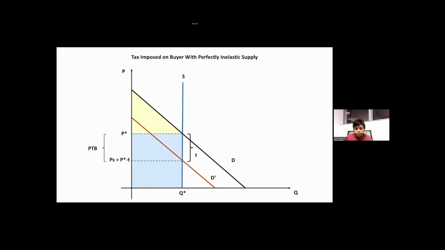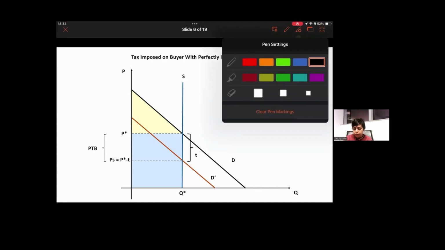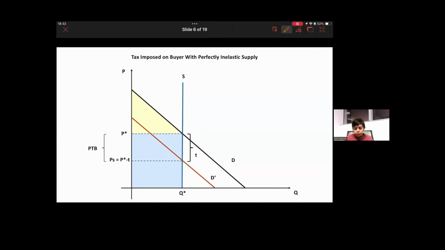Yeah. So this is what happens. Let me mark these things. So you can see that the yellow triangle was the consumer surplus, right? Before the tax imposition, and the blue rectangle was the producer surplus. Now, why is this the producer surplus? Because it's the area bounded between the supply line and the price line, right? The supply line as in the curve, and the horizontal price line.